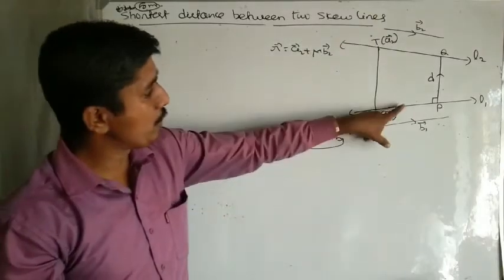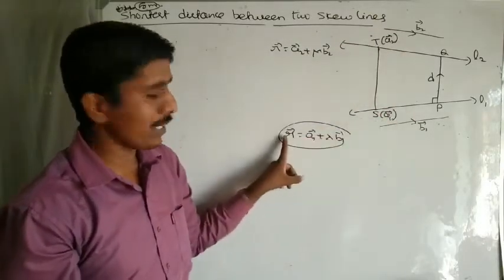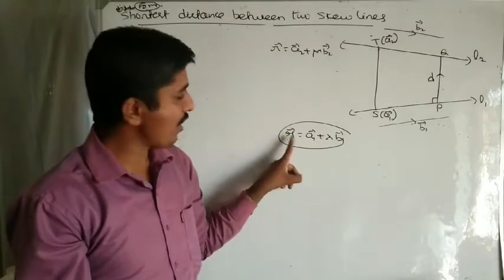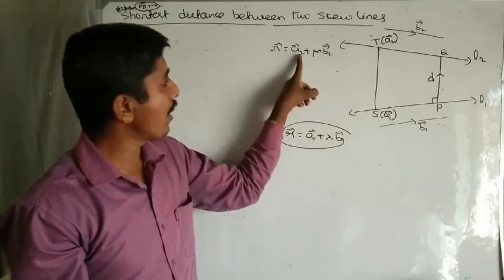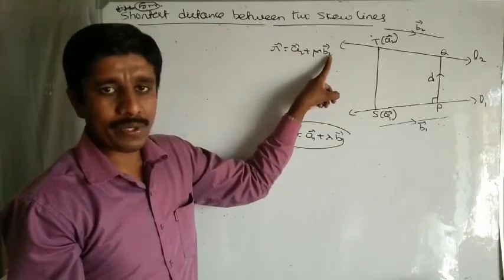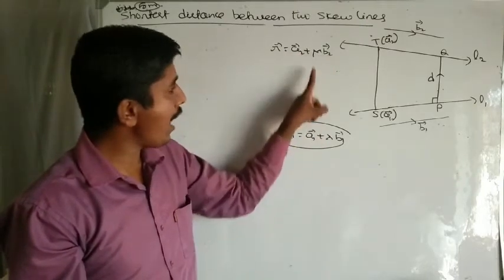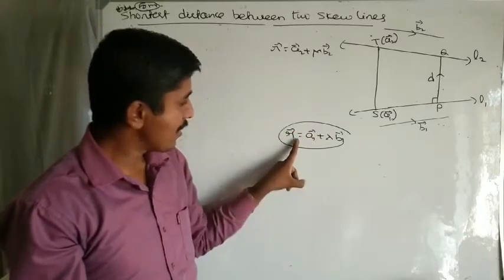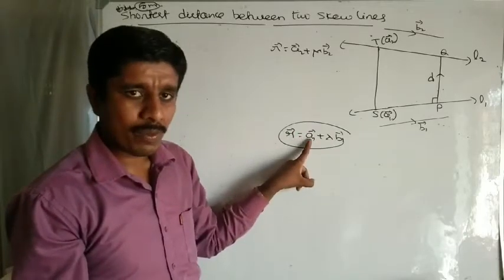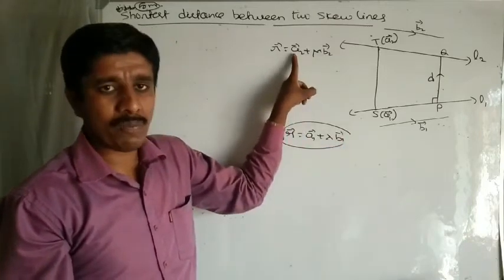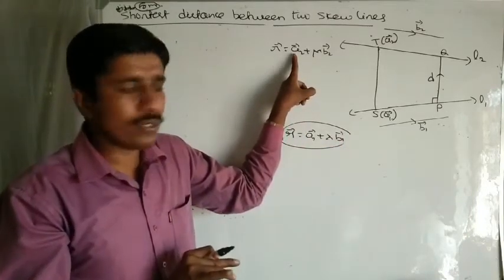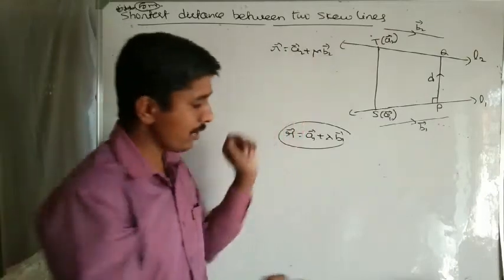Okay. Taking two skew lines, whose equations I write in this form: vector R equals vector A1 plus lambda vector B1, and vector R equals vector A2 plus mu vector B2. Here lambda and mu are scalars. The first line passes through the point with position vector A1, parallel to vector B1. The second line passes through a point with position vector A2, parallel to vector B2.